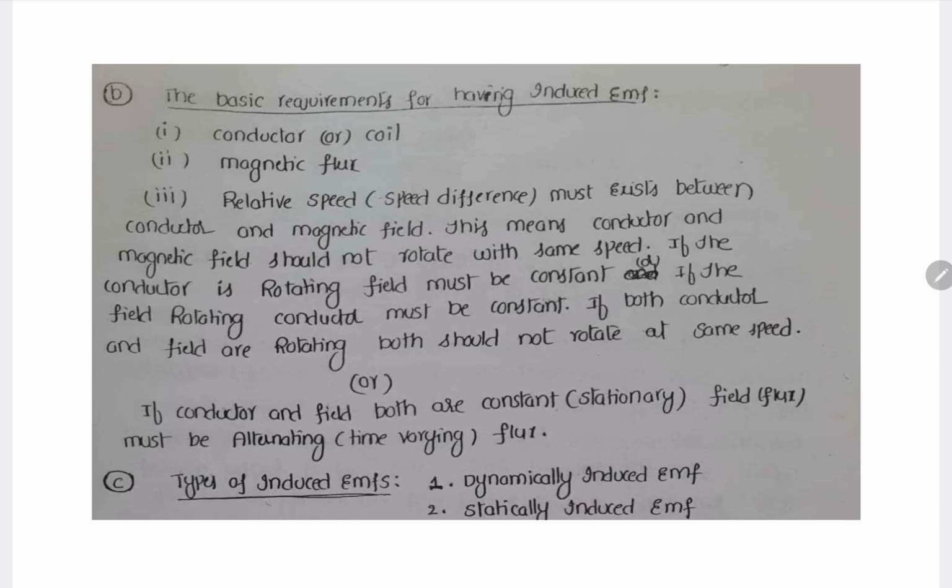So what is the basic requirement to get an EMF? We need a conductor or coil, we need a flux, and there should be some relative speed between the conductor and flux. Whenever we have some speed difference between conductor and flux, only then will we get the EMF. Or the flux linking with the conductor must be changing.